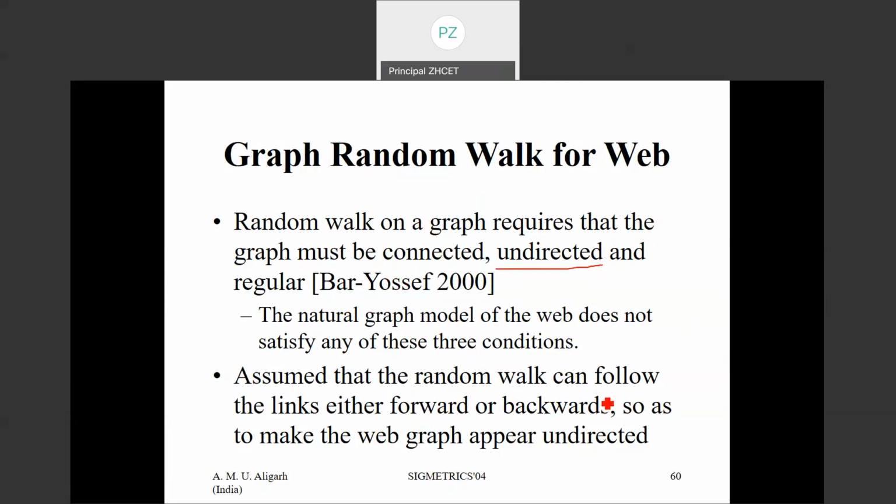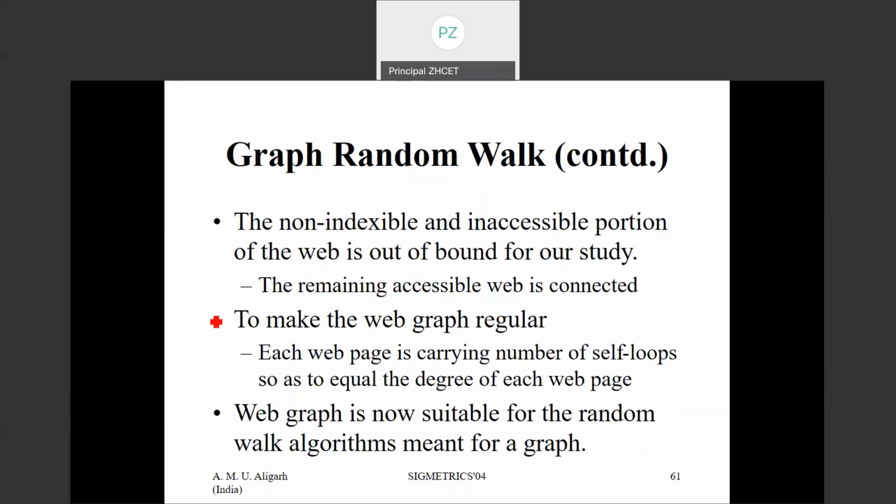So assuming that the random walk can follow the links either forward or backward so as to make the web graph appear undirected. So we can take both ways and assume that it is undirected. The non-indexable and inaccessible portion of the web is out of bound for our study. The remaining accessible web is connected.